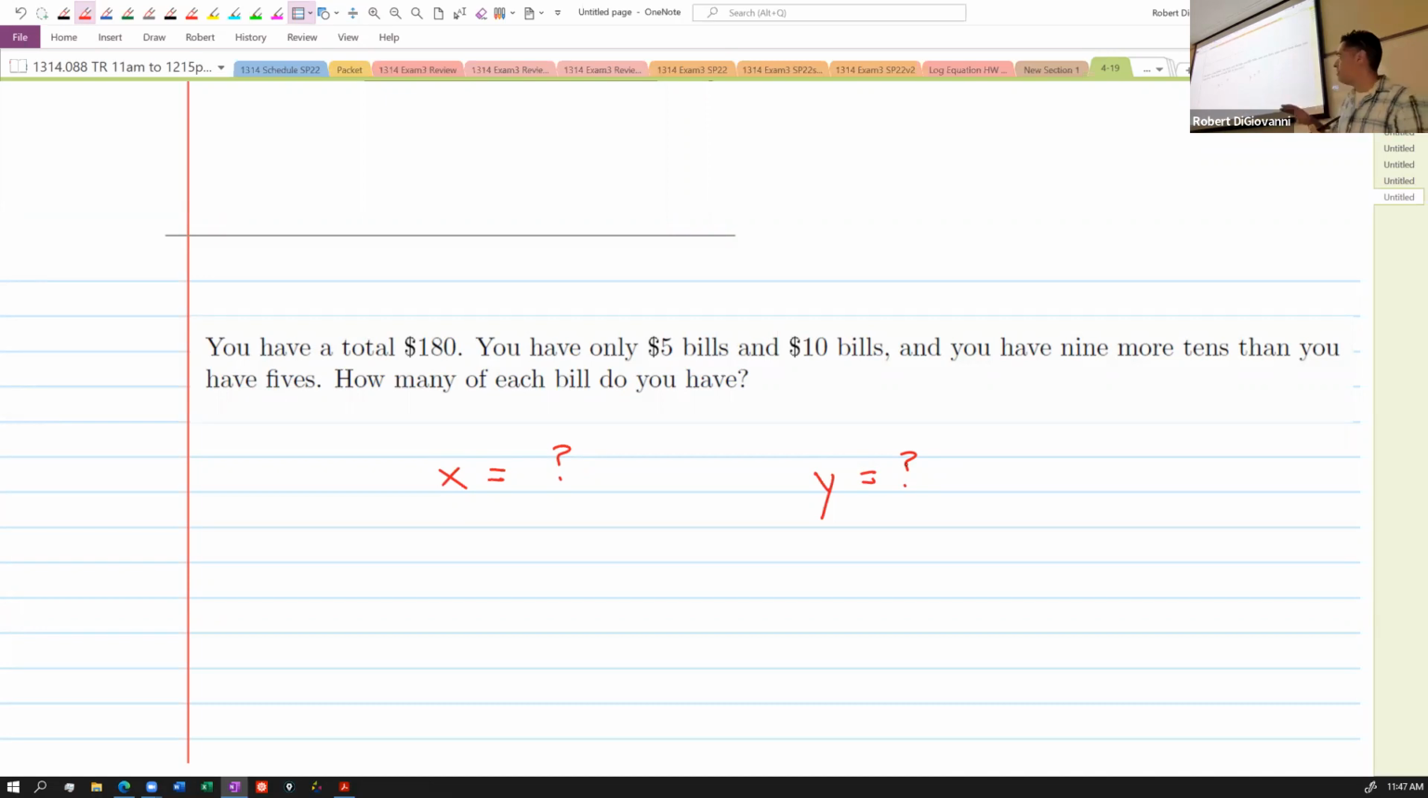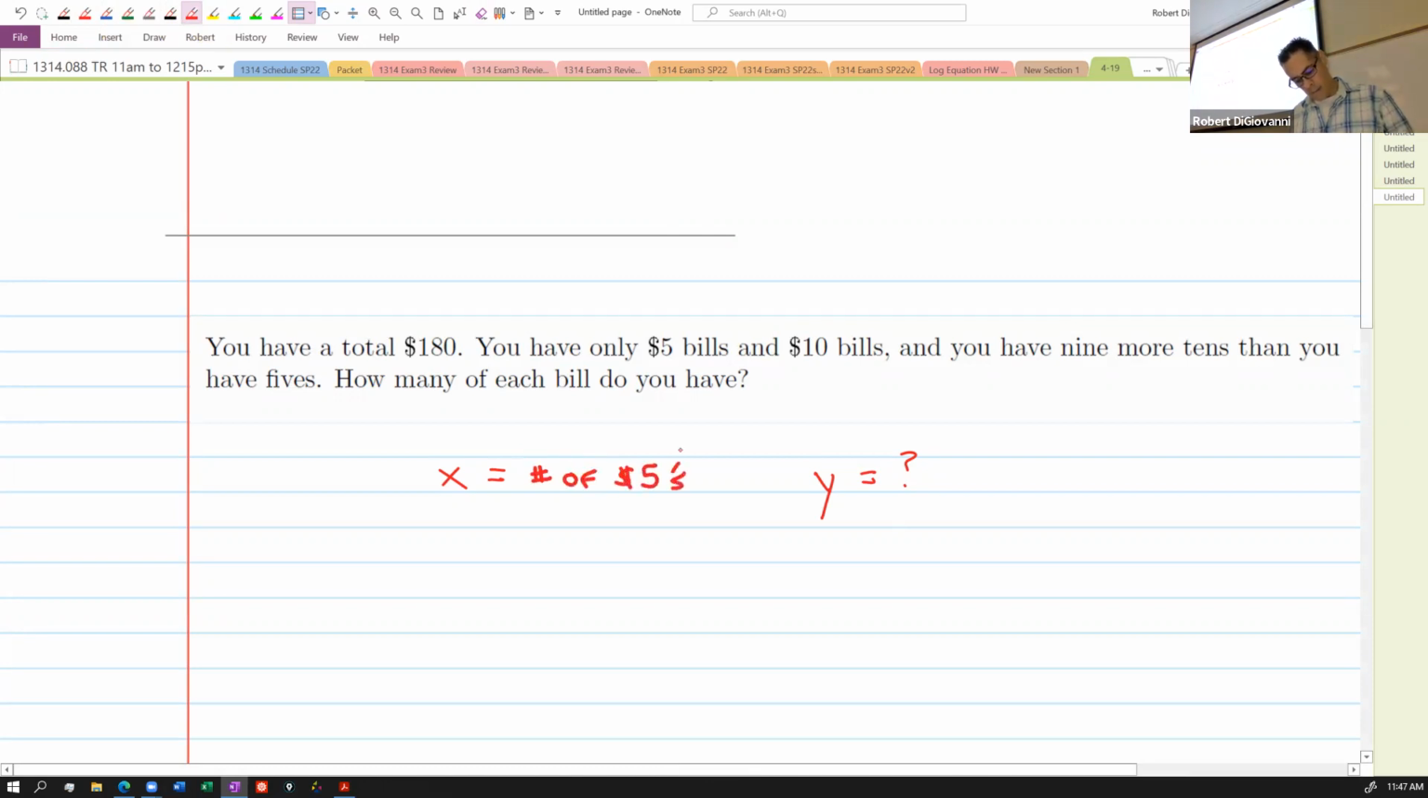I'm going to start just silently working it out here. Did everyone do X is the number of fives and Y is the number of tens? Yes, okay. You could have done it the other way around if you wanted to. So this is the number of $5 bills you have.